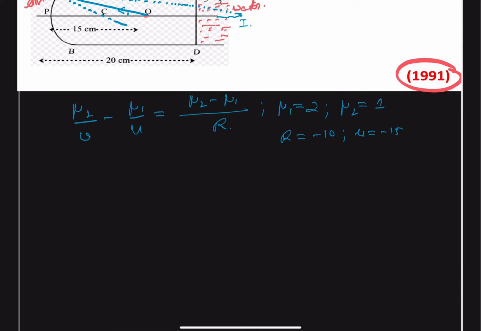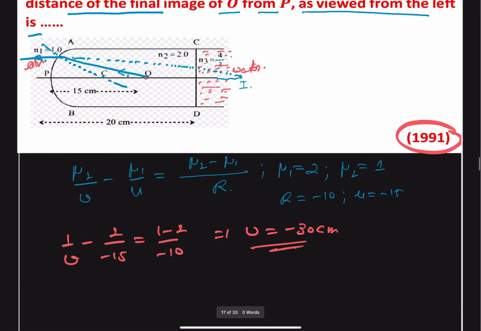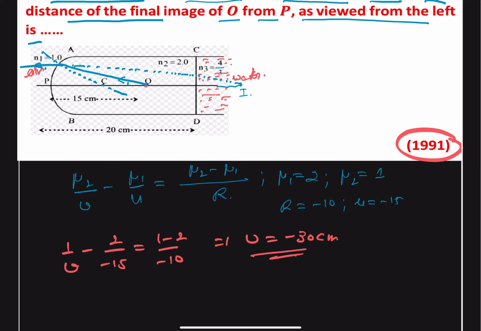Therefore we can just substitute the values. We get 1 upon V minus 2 upon minus 15 is equal to 1 minus 2 divided by minus 10, and this gives us that V is equal to minus 30 centimeters. So it means the distance of the image from the pole will be 30 centimeters.